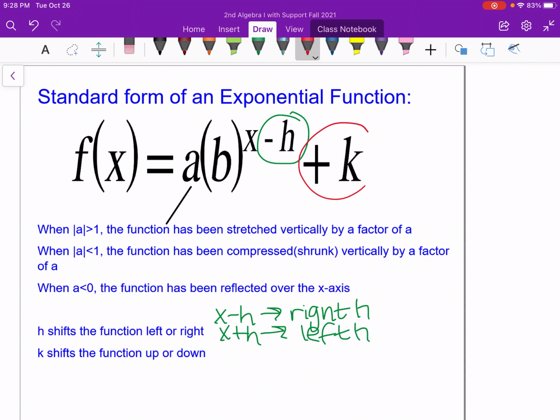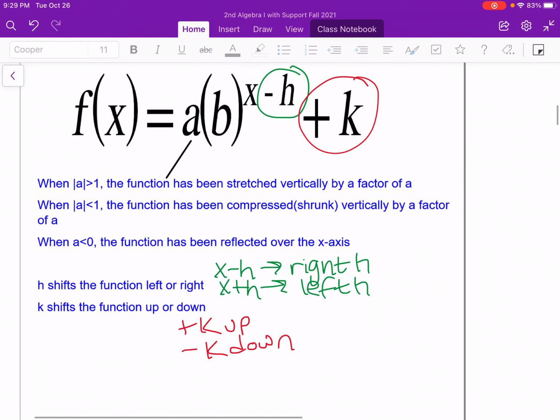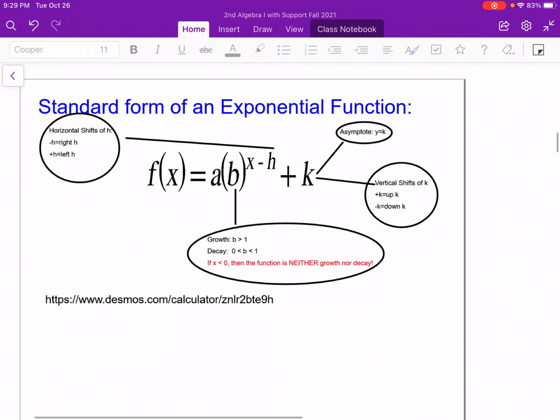k isn't that way. k goes in the direction that you'd think because it's a plus k. So if it says plus k, it's moved up. And if it says minus k, it's moved down. So this is what we saw yesterday. The standard form of an exponential function talks about our asymptote, vertical shifts, growth, and horizontal shifts.